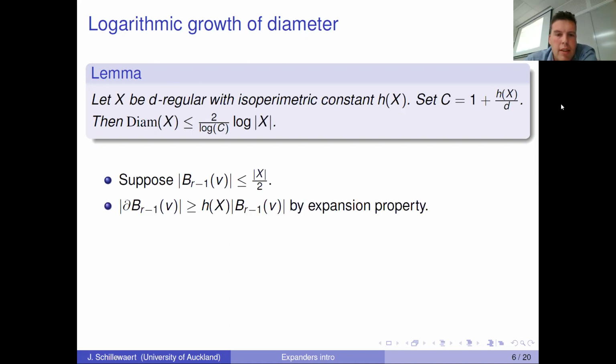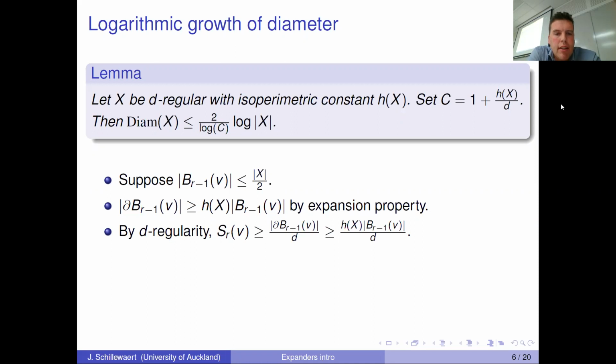Because I'm assuming that I have an isoperimetric constant h of x, it means that the boundary is at least h of x times the number of elements in there. Because remember, the ratio was at least h of x, so I just moved this to the other side. Okay, so what I'm going to do here is show that B_{R-1} of V has a lot of elements in it. That's my goal.